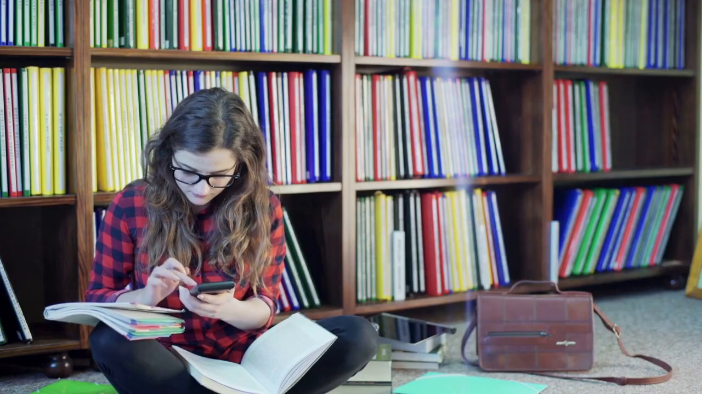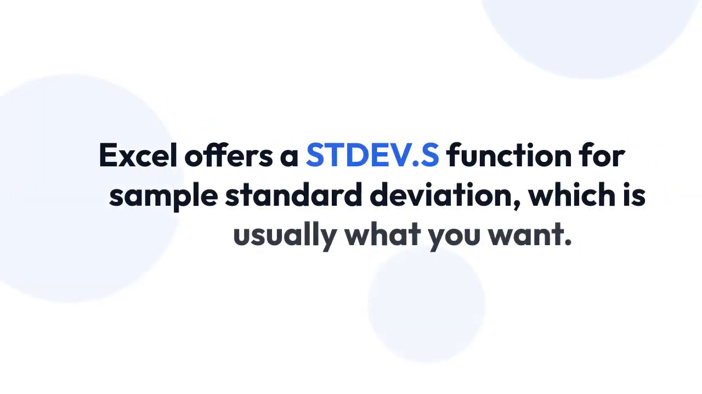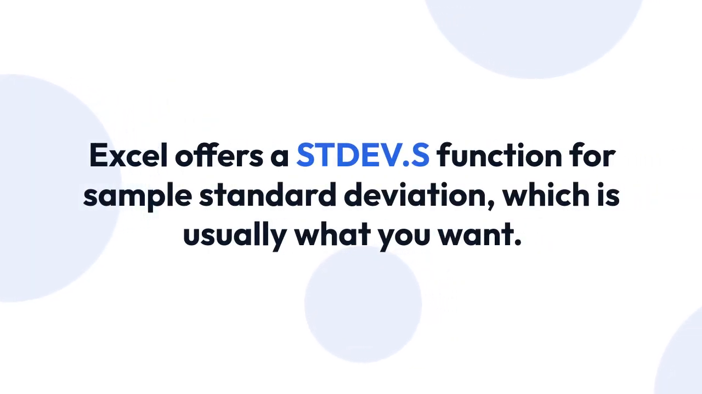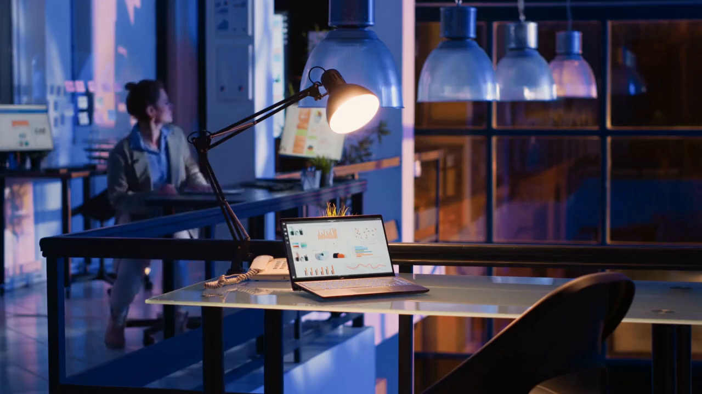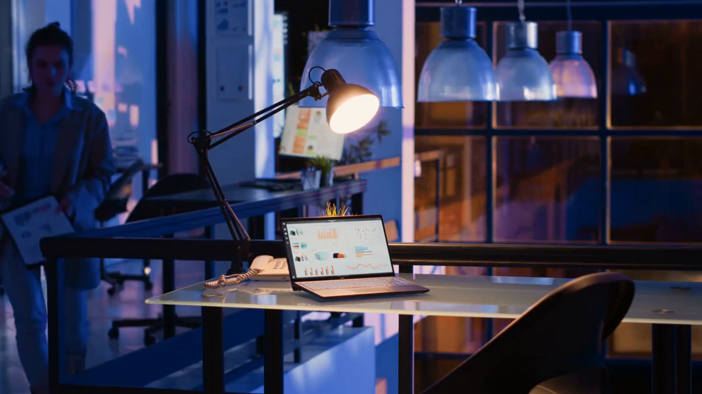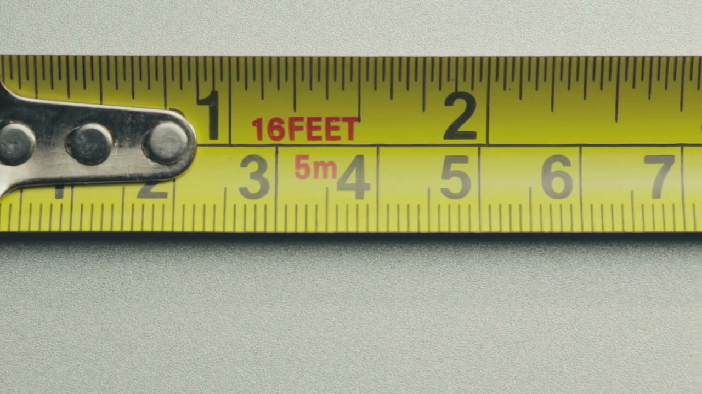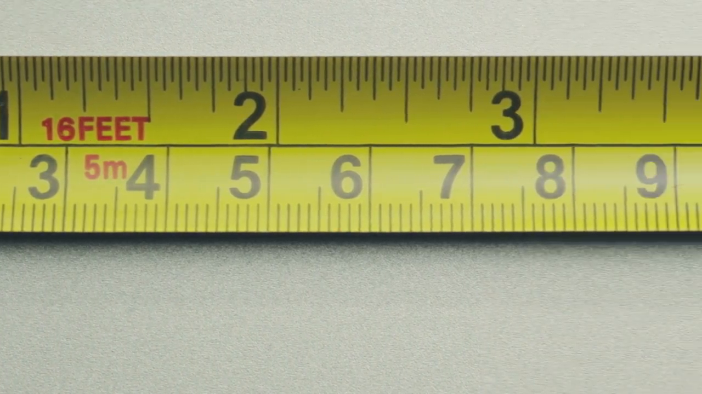Next, we calculate the standard deviation. Excel offers a STDEV.S function for sample standard deviation, which is usually what you want. Type =STDEV.S, and again, select your data range. Press enter. This gives you the sample standard deviation.